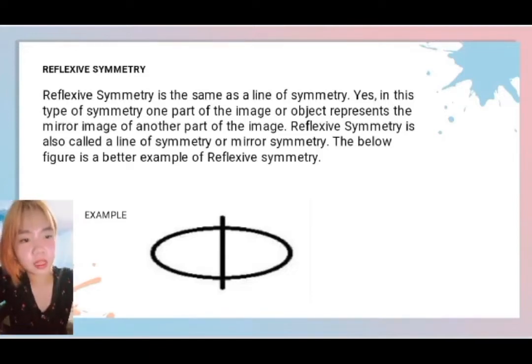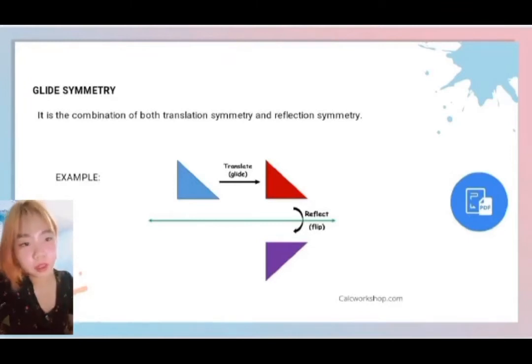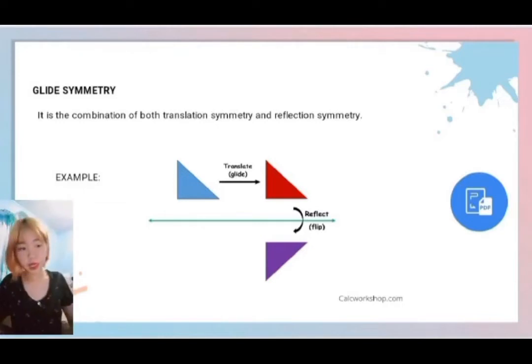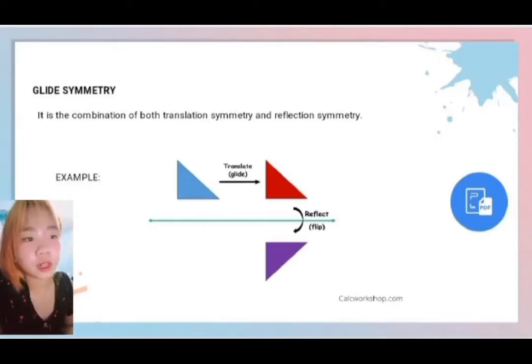And lastly is the glide symmetry. It is the combination of both translation symmetry and reflection symmetry. So, yung glide symmetry, combination siya ng translational symmetry and then yung reflection symmetry. So, ayan, kung makikita natin sa example, yung una, yung blue and the red, pares lang sila ng figures. So, that is what we call the translational. But, yeah, it's glide. And then, the reflectional symmetry naman.